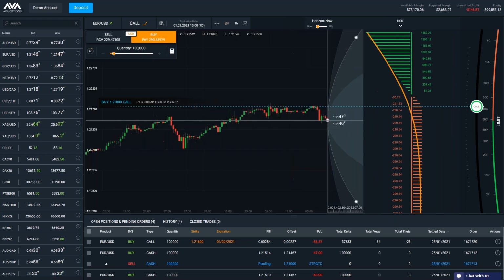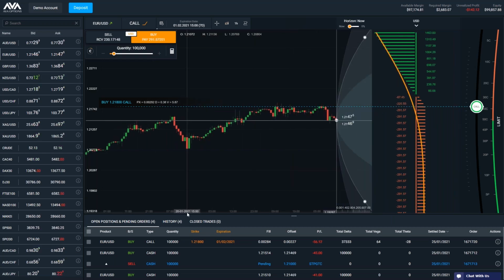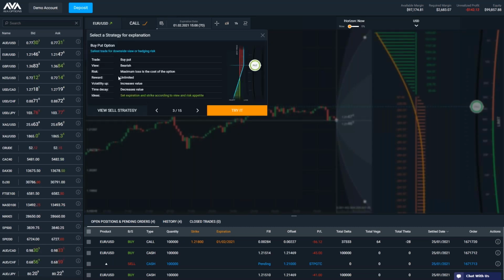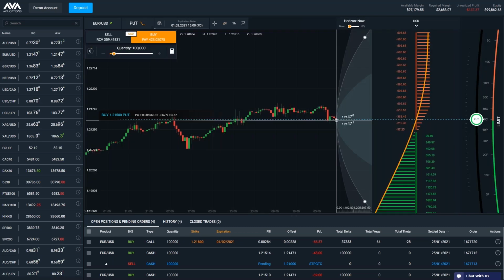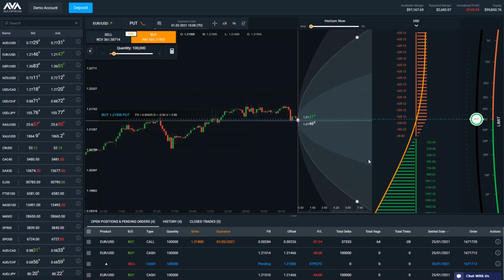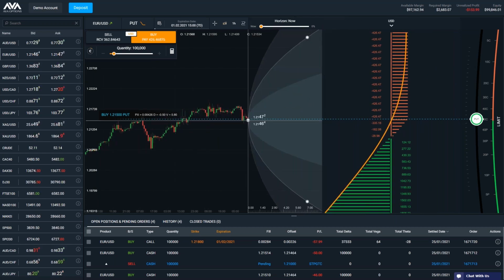And we can look at something else, like buying a put. A put profits when the market goes down as opposed to going up, right? A put gives you the right to sell an asset in the future at a known price. So I have the right to sell at 121.50. If the market starts to drop, I'm going to profit. If the market moves higher, the most I can lose is what I paid for the option.